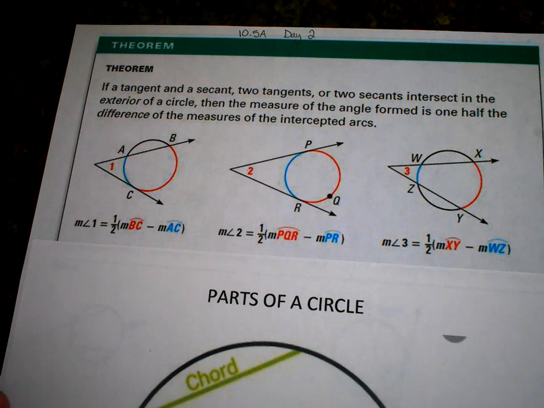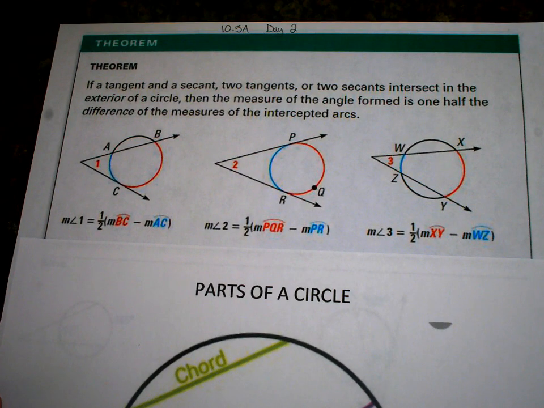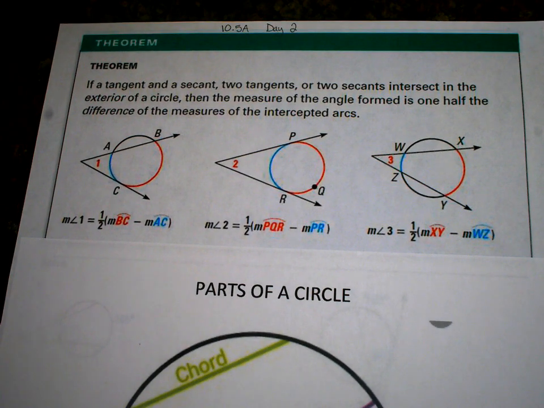What I have is the back side of 10.5a. Yesterday we just did 1 through 5 on the front side, and that is where we had secants intersecting inside the circle, and we added them. We added the arcs and cut them in half. Remember that? So today we are going to use all this information.